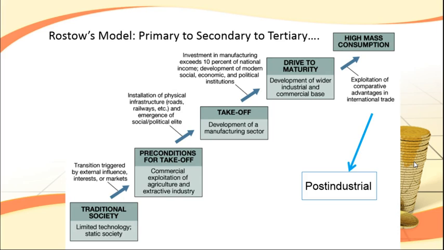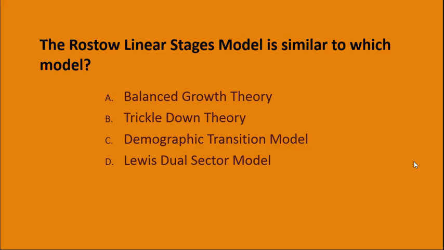And then you finally reach this mature level, which is the high mass consumption, and this is where you're going to have a full complement of tertiary activities, quaternary activities, and quinary activities. Okay, so the Rostow linear stages model is what that's called, and it's similar to which other model that you may be familiar with? Balanced growth theory, trickle-down theory, demographic transition, or the Lewis dual sector model?